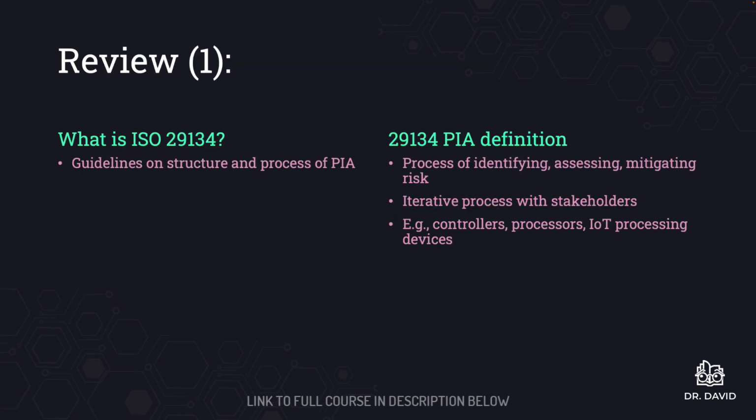In this lecture, we went over ISO standard 29134, guidelines on structure and process of PIAs. 29134 defines PIAs as a process of identifying, assessing, and mitigating risk. It is an iterative process with stakeholders to include controllers, processors, and IoT processing devices.